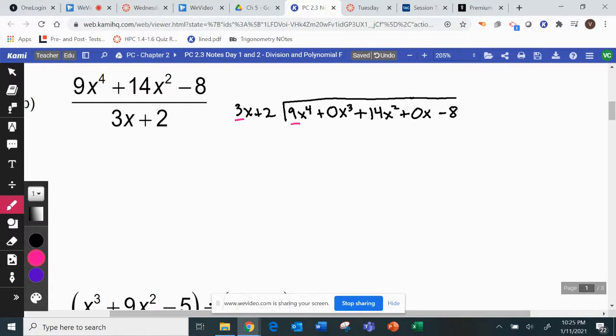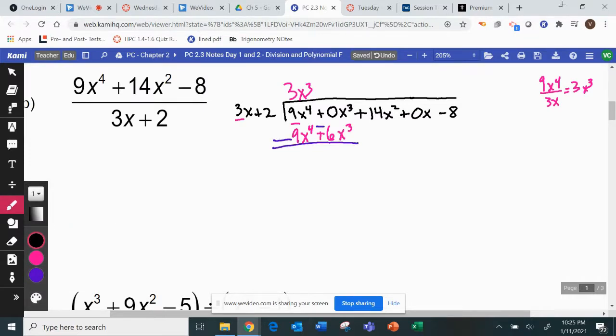We start by dividing. I'm going to divide 9x to the fourth by 3x. The 9 divided by 3 gives me 3, and the x to the fourth over x gives me x to the third. Now we multiply by distributing. So I get 9x to the fourth plus 6x to the third. We draw the line and change the signs.